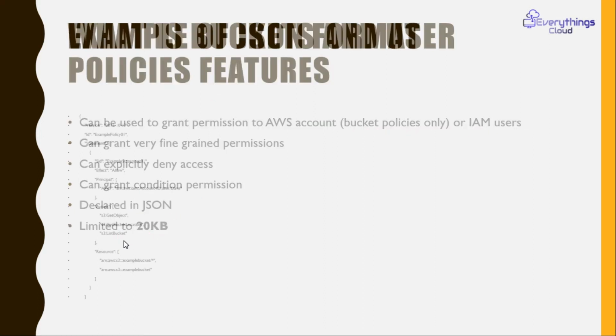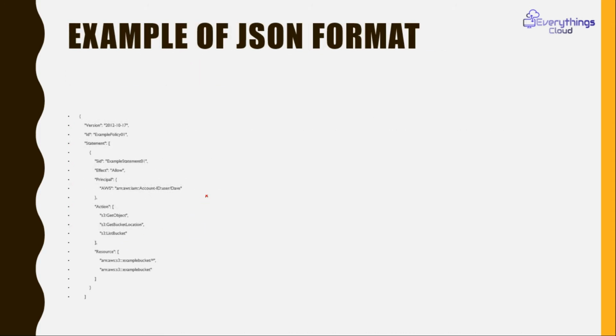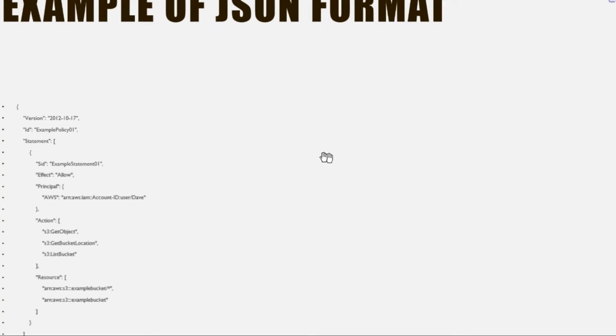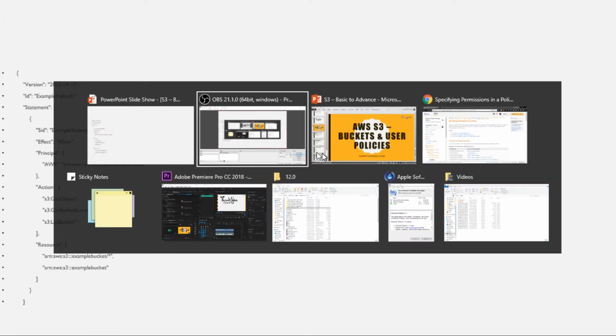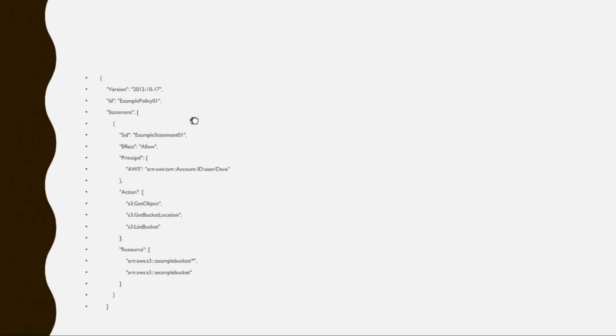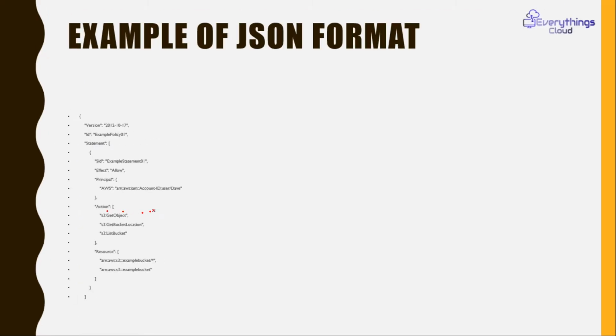So this is an example of how the JSON file looks like. Okay, this is the format. This is a JSON file having many elements. I'll let you know in the next slide what that means. So let me go to the next video and we'll go one by one through all the JSON format elements.